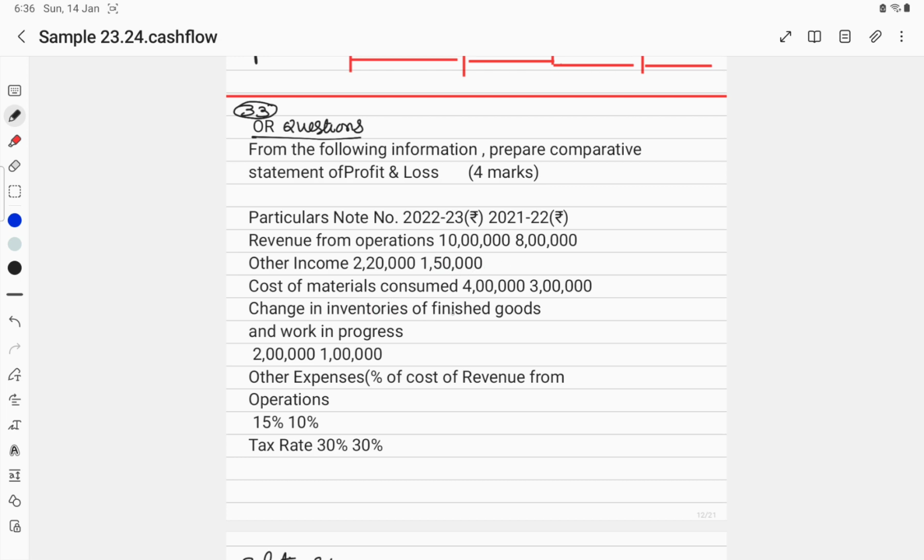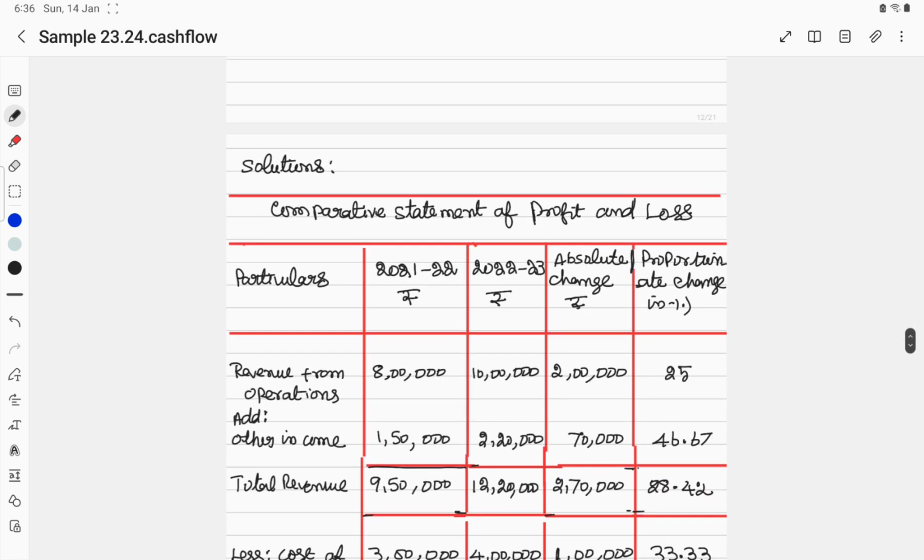Cost of materials consumed 4 lakhs and 3 lakhs. Change in inventories of finished goods and work in progress 2 lakhs, 1 lakh. Other expenses 15% and 10%. Tax rate in both the years is 30%. Solution. Comparative statement of profit and loss.